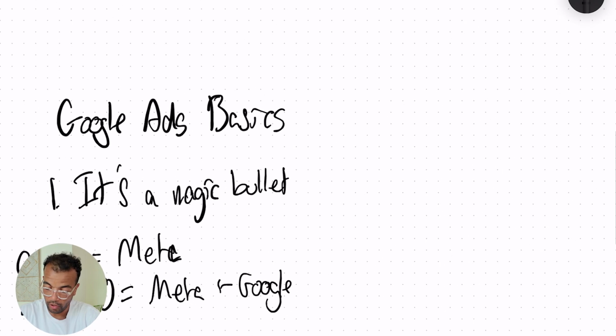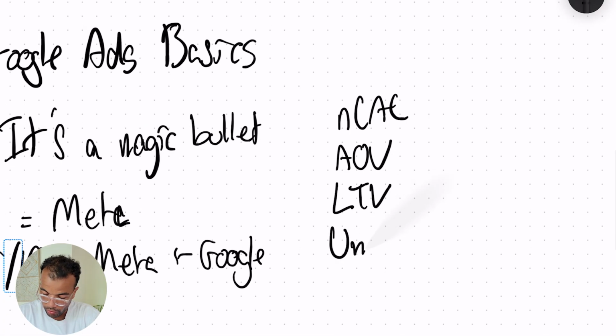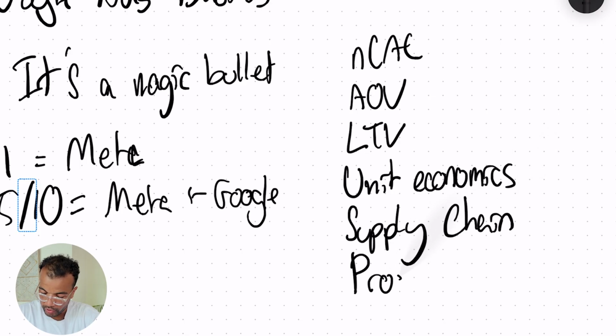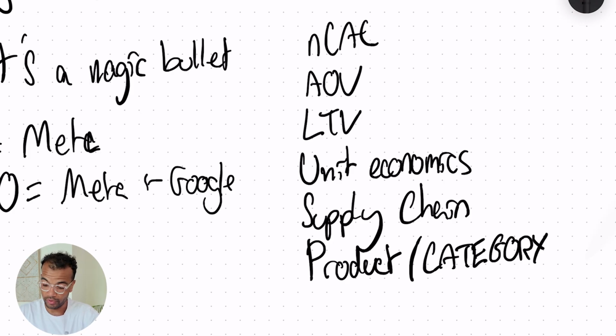The things you want to be focusing on always is, of course, your NCAC, which is what you're scaling into, what your AOV is, what your LTV is, your general unit economics, obviously your supply chain. This is all before you get into advertising anyway. Of course, your actual product, but more importantly, your category that you're in. So what is your product category? What is the actual TAM that you have?